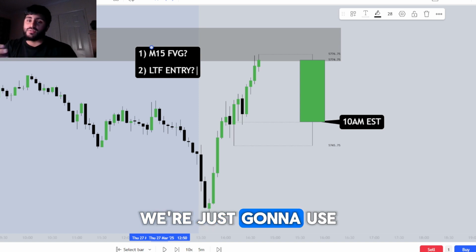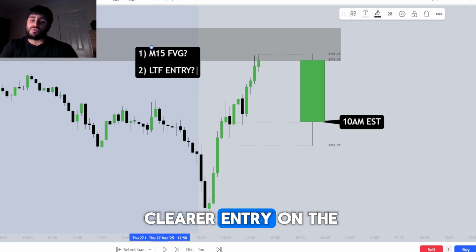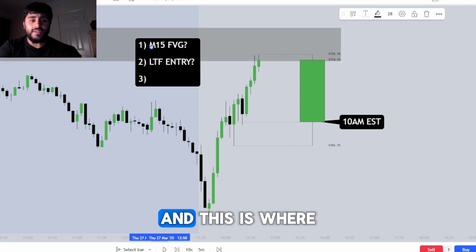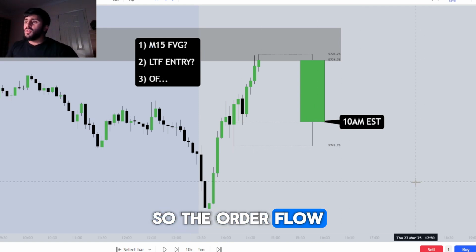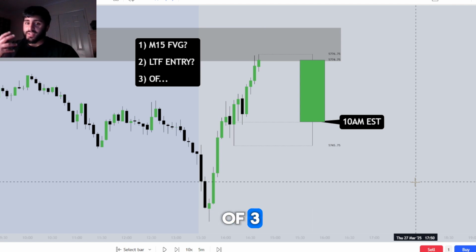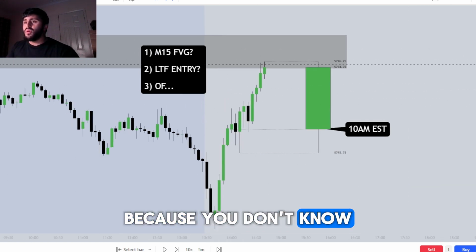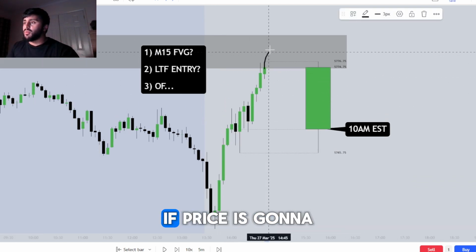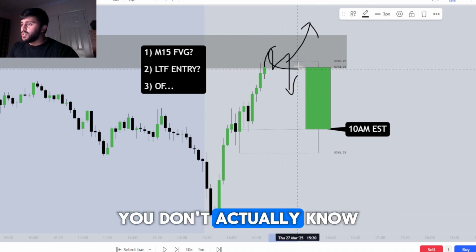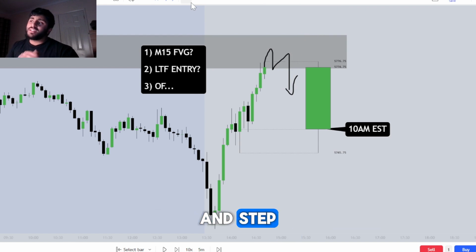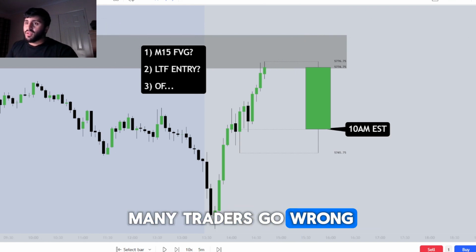For this video, we're just going to use the 5-minute because there's a slightly clearer entry on the 5-minute. Now the third thing, and this is where people mess up, is the order flow. The order flow is what will confirm whether your power of 3 is actually correct, right? Because you don't know without reading the order flow if price is going to melt lower or if price is going to melt through. You don't actually know what's happening in this area. And step 3 is why so many traders go wrong in the first place.